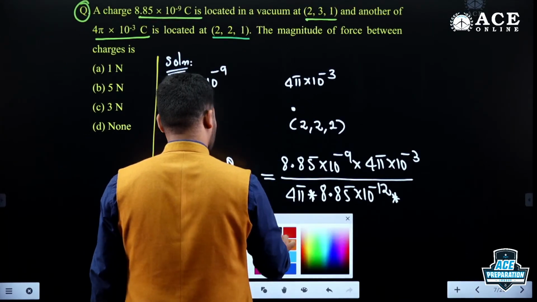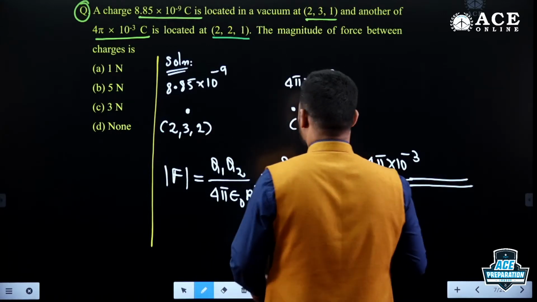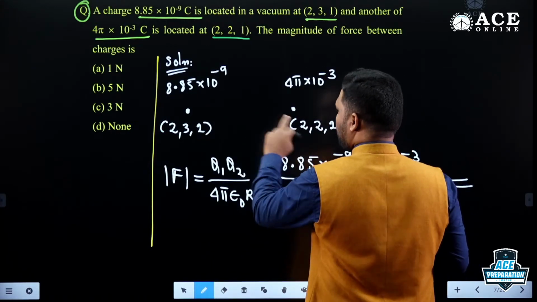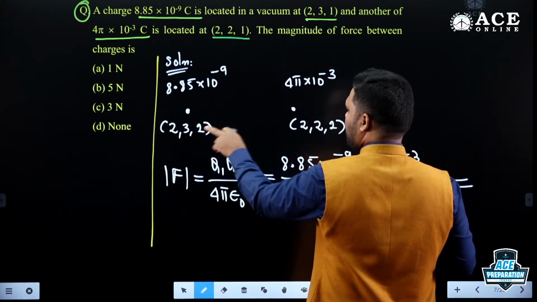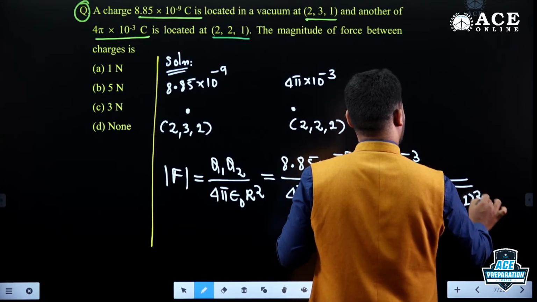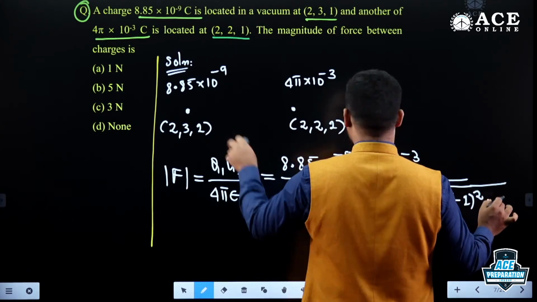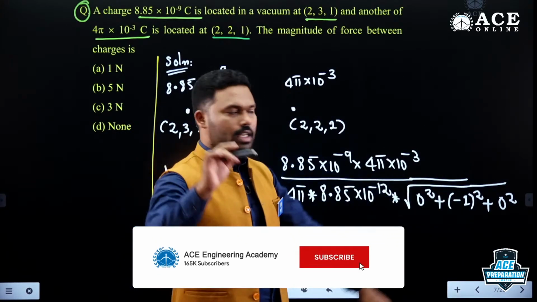What is the distance between these 2 points? It is the square root of, from your basics, this point minus this point. 2 minus 2 is 0 square, plus 2 minus 1 is minus 1 square or simply 1 square, anyhow there is a square, plus 1 minus 1 is 0 square. So here it is square root of 1 square, which is 1.